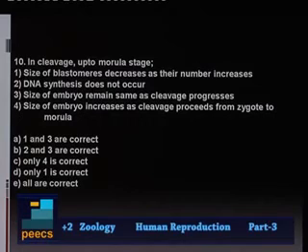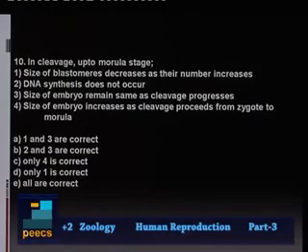DNA synthesis will occur during cleavage because it is mitotic division. Size of embryo remains the same as cleavage progresses. This is a correct statement. As I told you, the zona pellucida will remain intact up to morula stage. So there will be no increase in the size of the embryo up to morula. Now coming to statement number 4, the size of embryo increases as the cleavage proceeds from zygote to morula. This is a wrong statement. Here the correct statements are statement number 1 and statement number 3. So the answer will be option A.